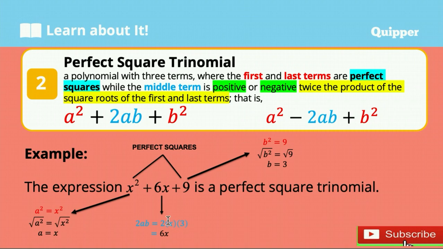Now, the first term here is x squared, and getting the value of a, we have x. That is why we have here x. And for the last term, we have b squared is equal to 9, and getting the square root of b squared, we have b is equal to 3. So multiplying them together, 2 times 3 times x is equal to 6x.